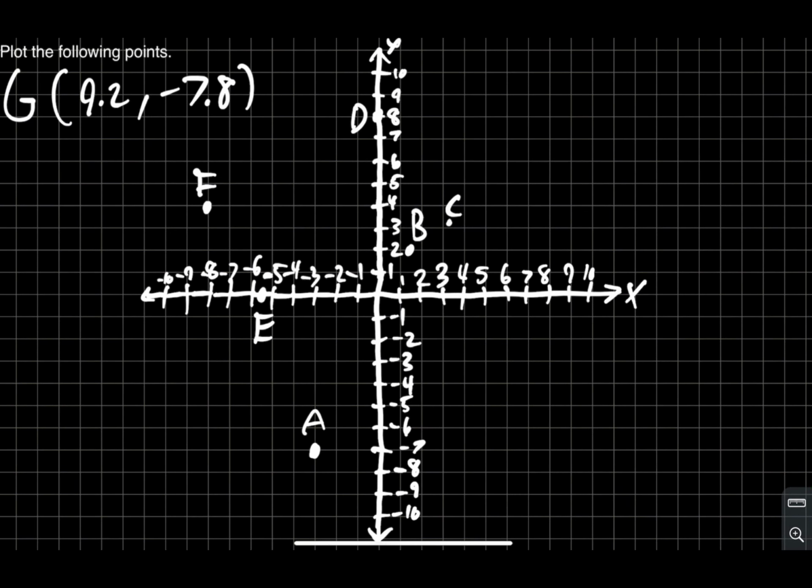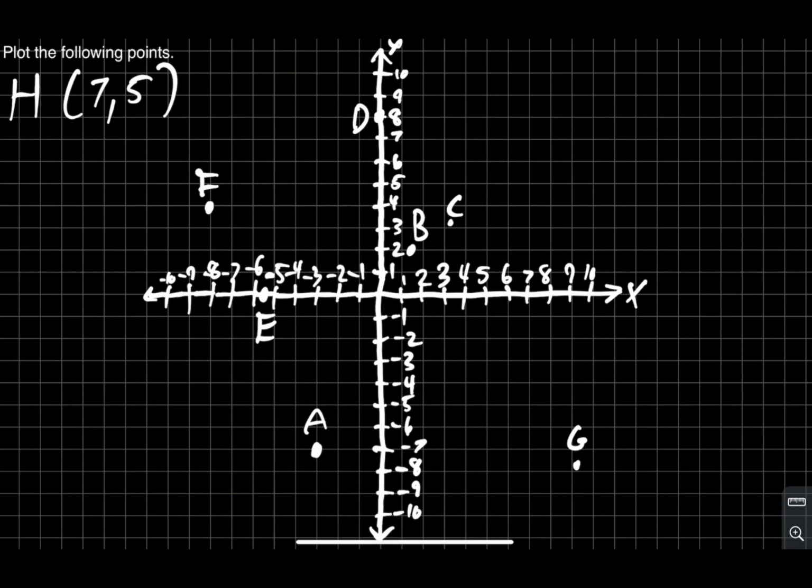Now for point G, it has an x value of 9.2 and a y value of -7.8. So our x, we're going to move to 9.2, which is going to be in between 9 and 10, but it's going to be closer to 9 than it is to 10. And then we're going to move down to -7.8, which is going to be in between -7 and -8. But it's going to be closer to -8 than it is to -7. So your point is going to be about right here. And that's going to be point G.